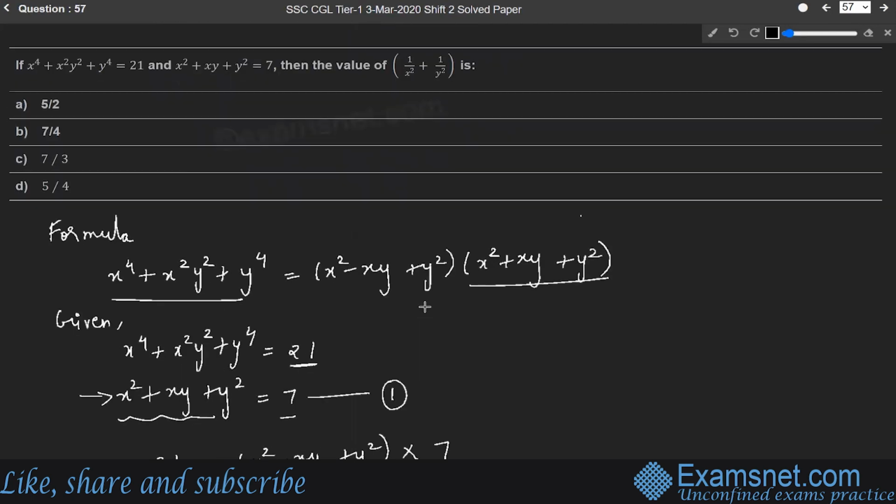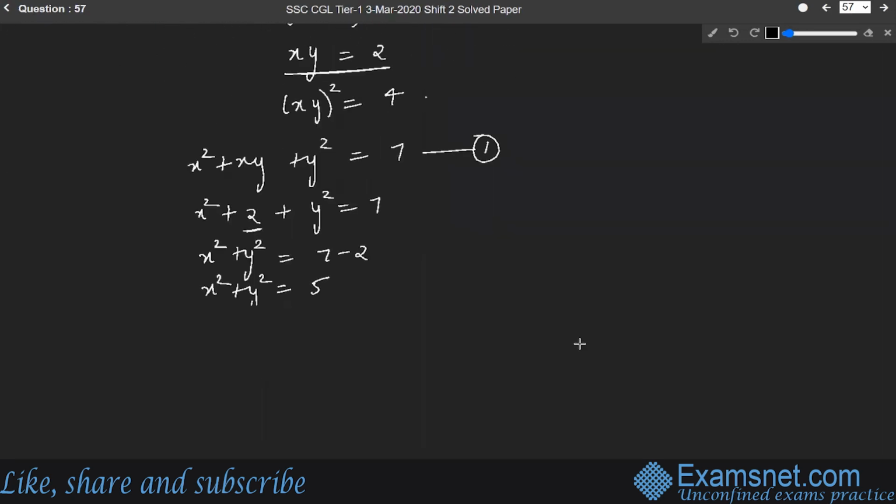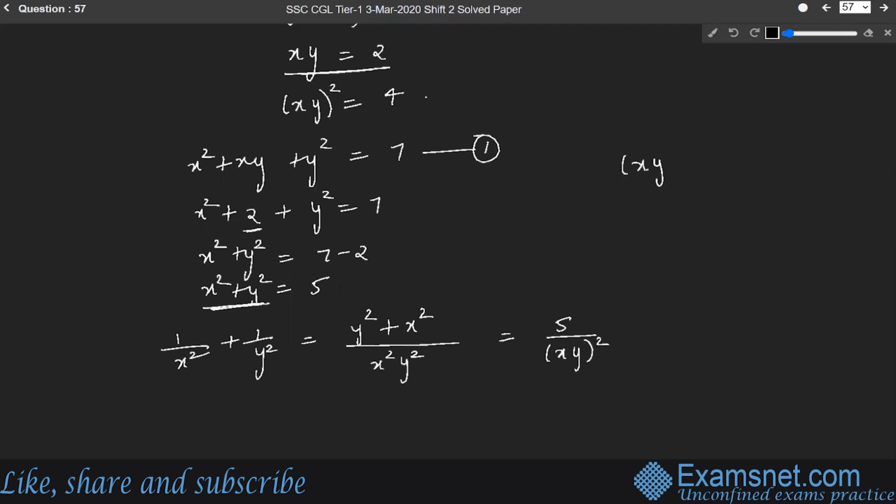Now, let's have a look towards the value which we have to find. We have to find 1 upon x square plus 1 upon y square. This is the value that we need to find. Firstly, let us take the LCM. So, LCM will be x square into y square and the numerator will be y square plus x square. We have the value for y square plus x square. It is 5. So 5 divided by, you can see that in the denominator we have x square into y square. So we can combine the powers. We can write it as xy whole square.